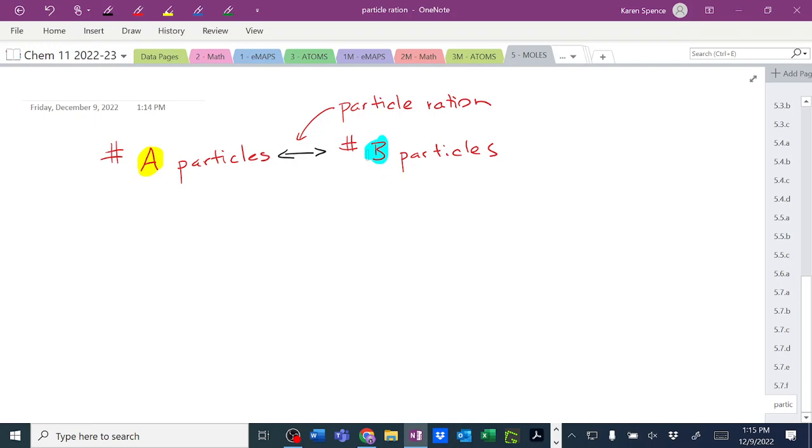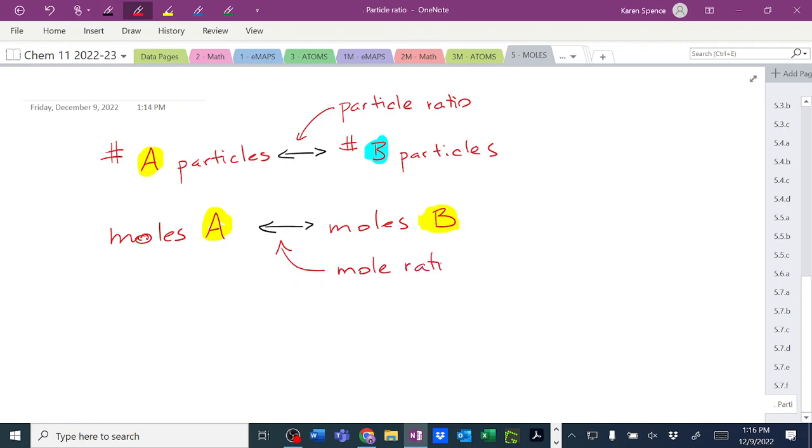You can go from the moles of A particles, moles of A, back and forth to moles of B. And that is, why did I write ratio? I meant ratio. And again, that allows you to go back and forth between A and B. This time you're going back and forth between moles of A and moles of B. And this is what you would use your mole ratio for.